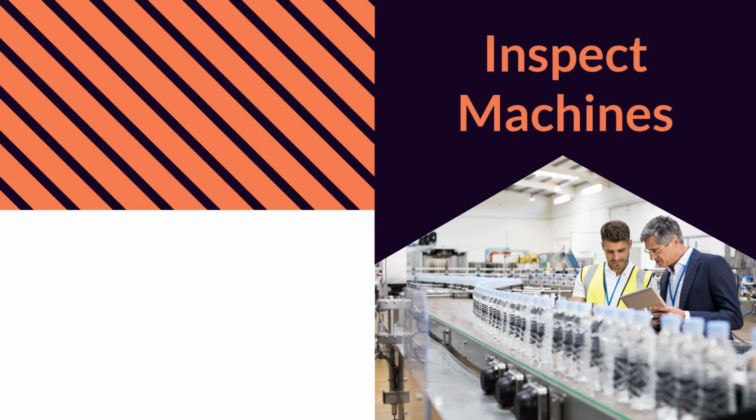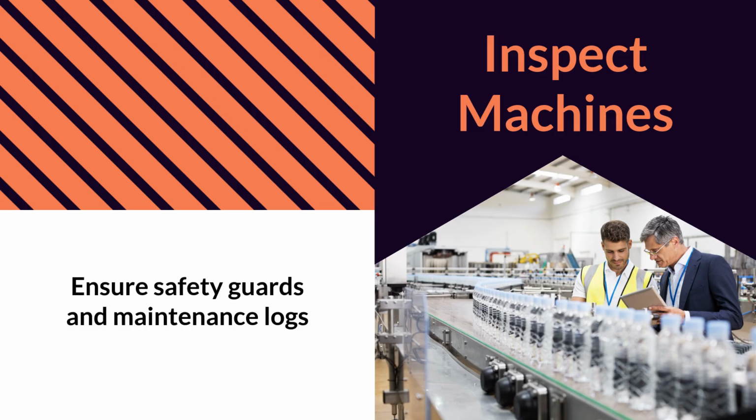Inspect all machines for proper operation without signs of wear or malfunction that could pose safety risks. Ensure all safety guards are operational on relevant equipment and properly positioned for worker protection. Review machine maintenance logs for accuracy and currency, ensuring preventive maintenance schedules are followed.